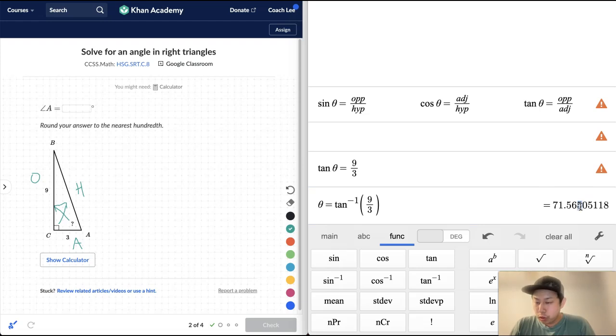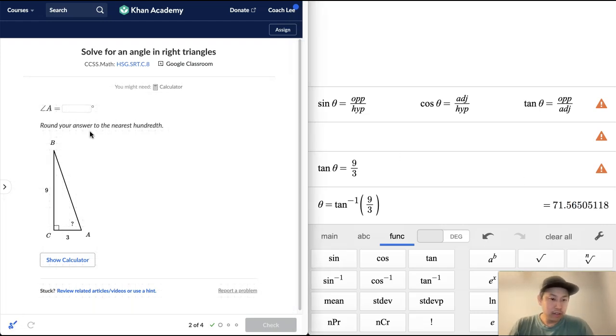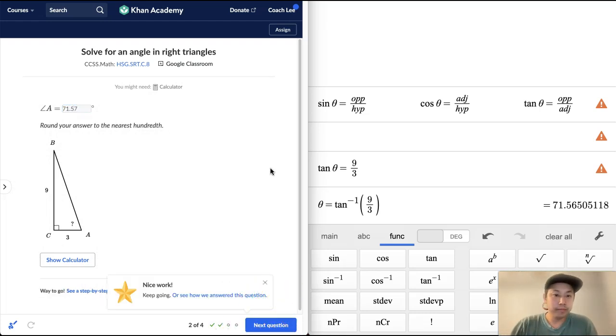Inverse tangent of 9 over 3 is 71.565. Round to the nearest hundredth: the third decimal place 5 is going to shoot this 6 up to a 7. So 71.57. There we go.